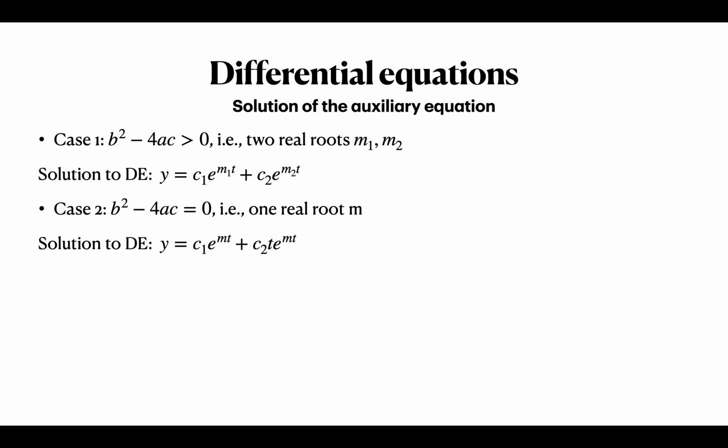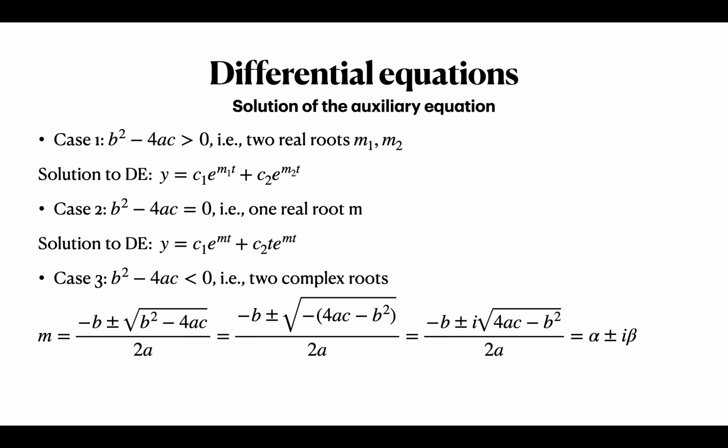And the last case you have to worry about is when b squared minus 4ac is negative. When b squared minus 4ac is negative, you get what are called complex roots. You get two complex roots. Okay, so this is the most complicated case, and you have to do a bit of messing about. It's actually easier when you start looking at problems, but in general, you have to do a little bit of messing about. So here's the messing about.